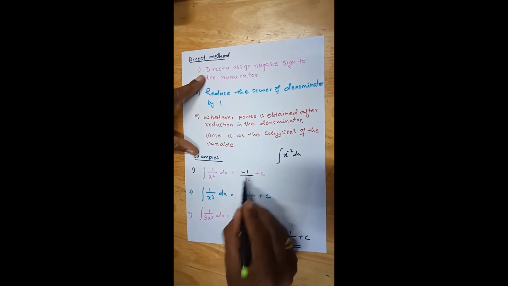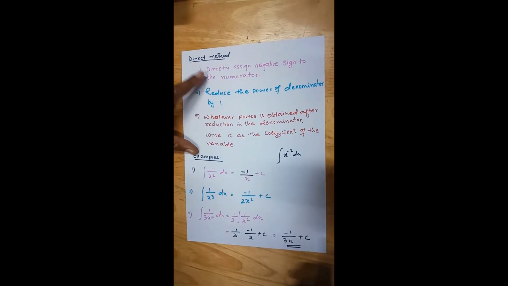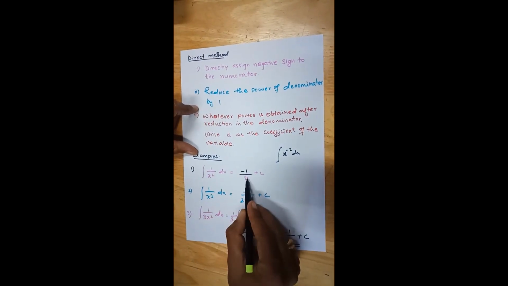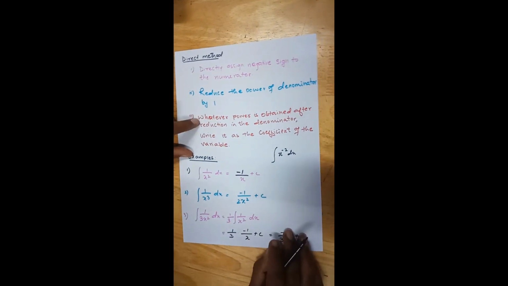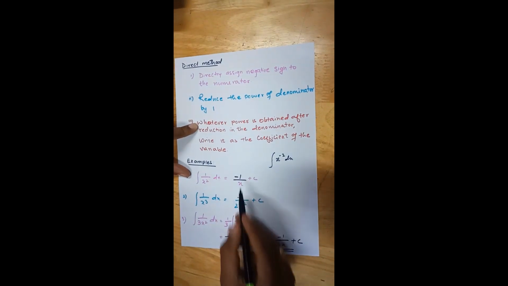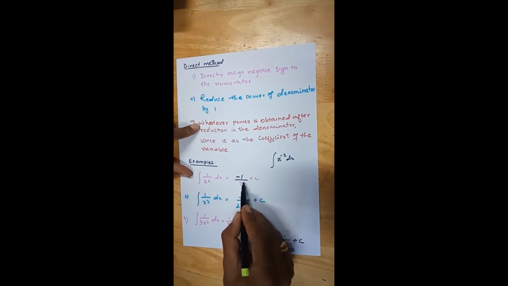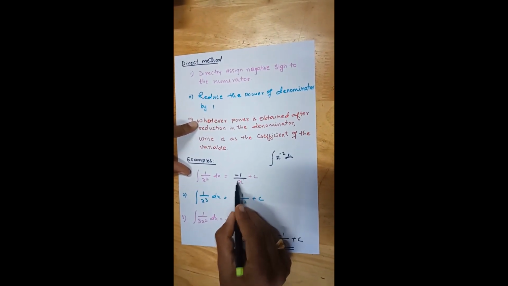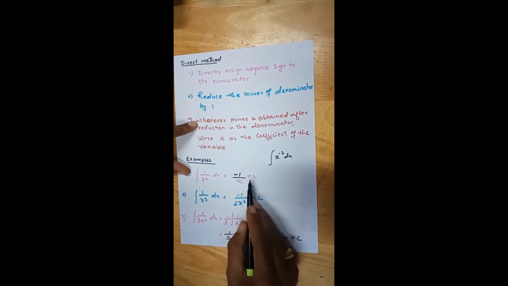Okay, then reduce the power of the denominator by 1. That is 2, so you are reducing by 1, so 1 here. Whatever power you obtain after the reduction in the denominator, you write it as the coefficient of the variable. So you write it here. Since 1 is here, usually we don't write 1. Okay, so for other powers, you can write it.